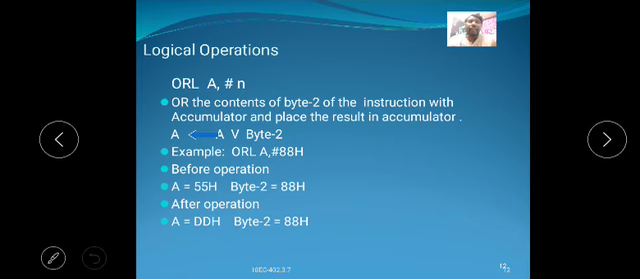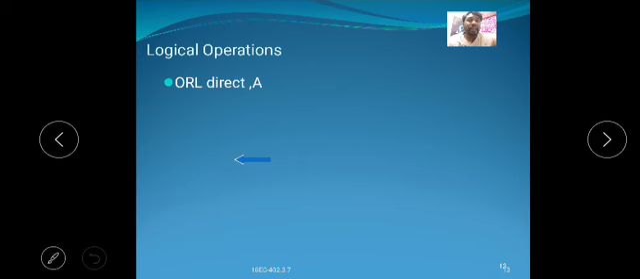Here the example: ORL A comma hash 88H. Before the operation, A is equal to 55 and the immediate number is equal to 88H. After the operation, A is equal to DD, and byte 2 of the instruction is equal to 88. This is the immediate addressing mode.